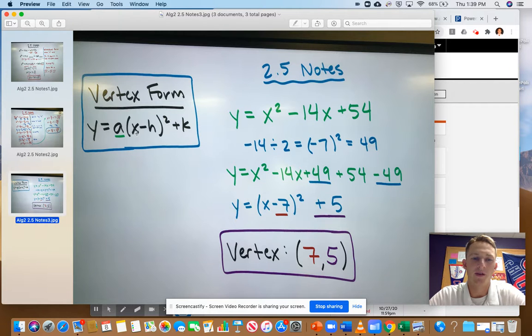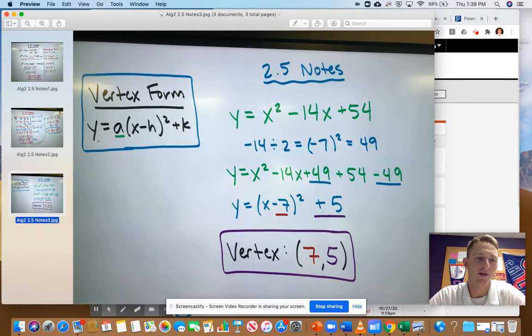Now this is our vertex form. We just happen to not have an a. Our a is 1. And we have x minus 7 squared plus 5. Really easy to find the vertex from this point. We flip the sign on the negative 7, so that's a positive 7. And then we keep the sign on the k, so positive 5 for our vertex of (7, 5).